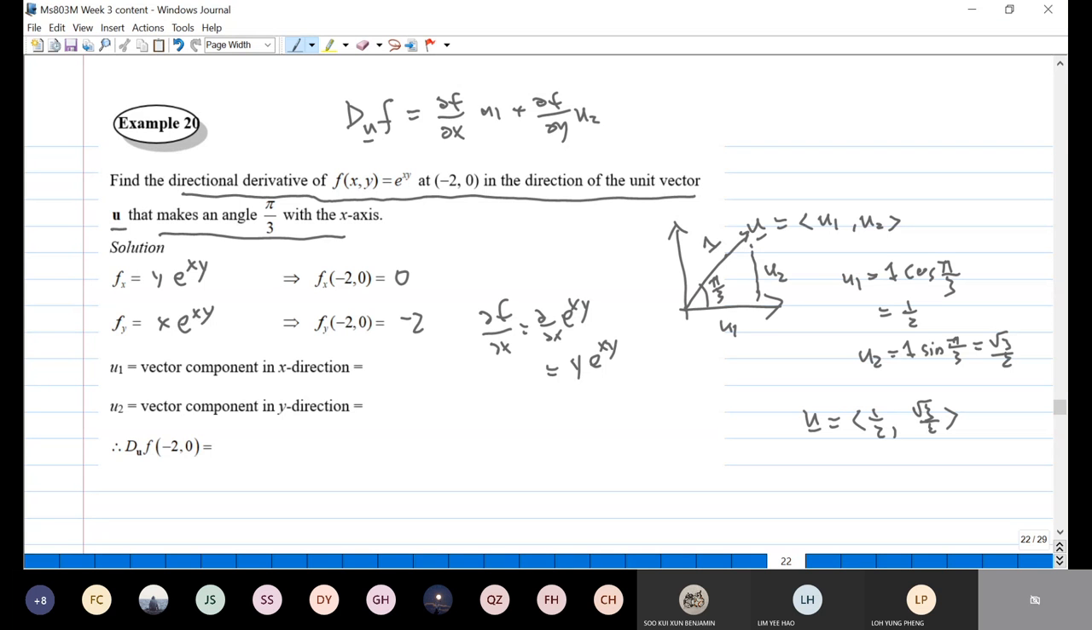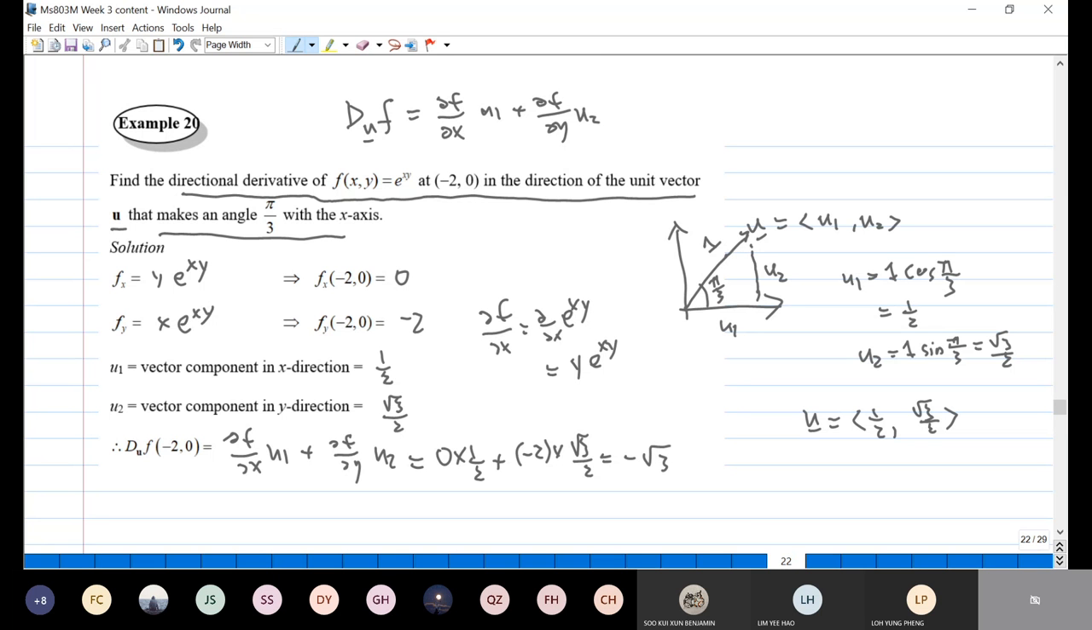So u1 is the component in the x direction, you know it's half. u2 is the component in the y direction, square root 3 over 2. Make sure you have a unit vector, right? So now you multiply: partial derivative with respect to x times u1, plus partial derivative with respect to y times u2. Put them together, this is 0 times half plus minus 2 times square root 3 over 2. So it's actually minus square root 3.